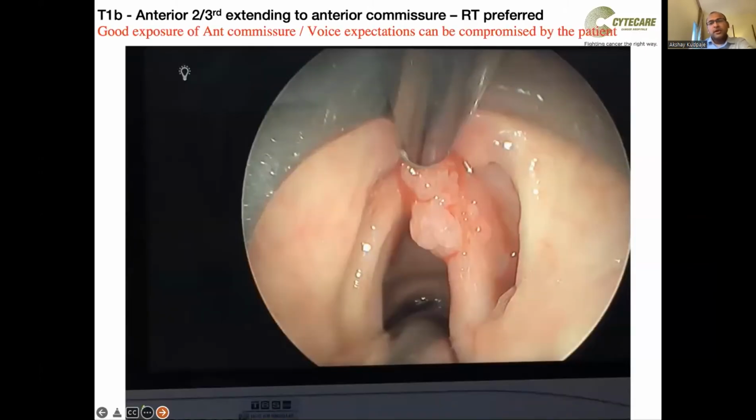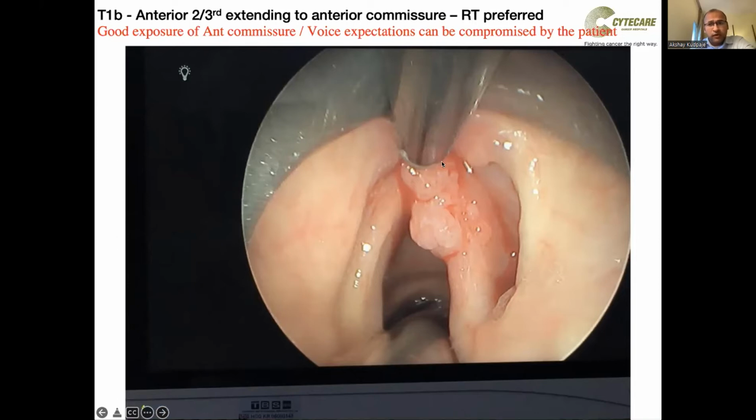So despite such an extensive resection, the voice outcomes are reasonably good. So it's very important that during the operation, we make sure that at the end of the operation, we remove the carbon particles and then follow up, and in certain extensive resections, follow them up with a second look operation. So T1B is a situation.